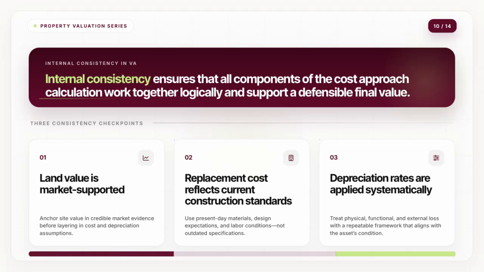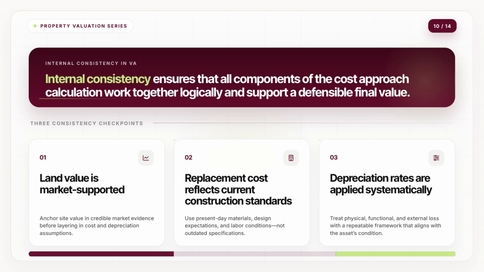Let's talk about the 3 key consistency checkpoints in property valuation, particularly when using the cost approach. First, internal consistency is crucial. This means all parts of the valuation must logically fit together, supporting a well-defended final value. The first checkpoint is that the land value must be market supported. This means we anchor the site value in credible market evidence before adding any cost or depreciation assumptions. Without a solid market foundation, the whole valuation can be shaky.